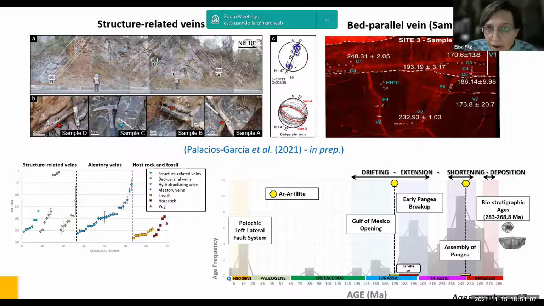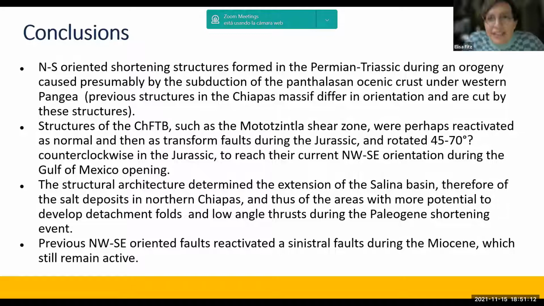With that, I'm just going to list a few conclusions from this talk. The first one is that we believe that a first generation of structures in southernmost Chiapas were north-south oriented shortening structures that formed during the Permian-Triassic, during the orogeny related to the very last stages of consolidation of Pangaea, presumably related to the subduction of the Panthalassan oceanic crust on western Pangaea.